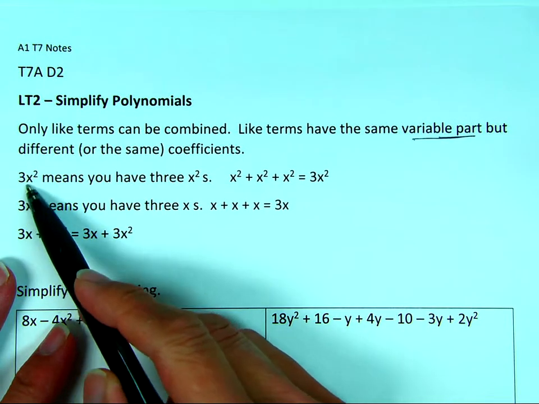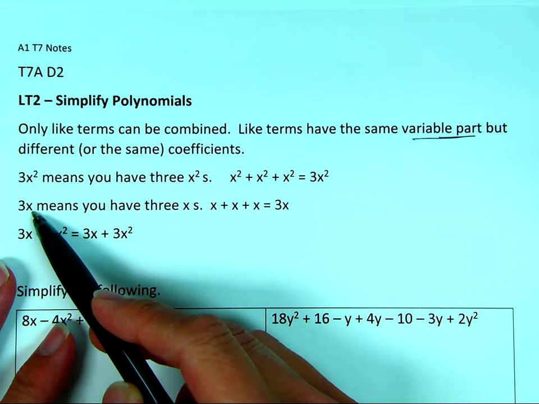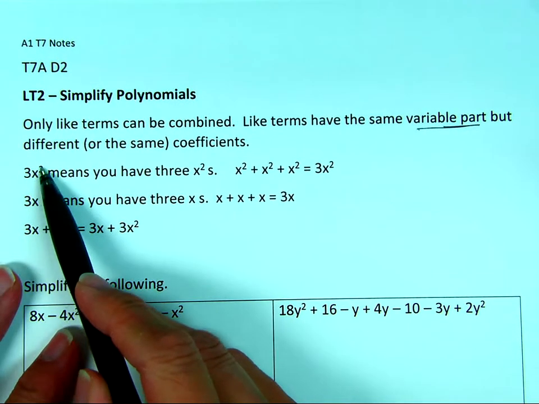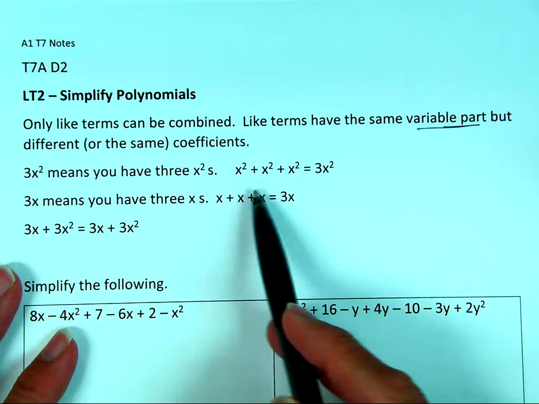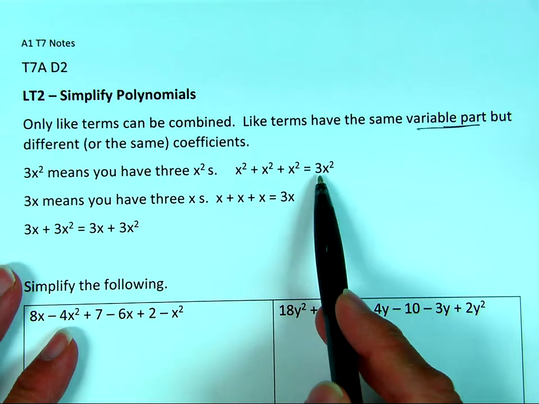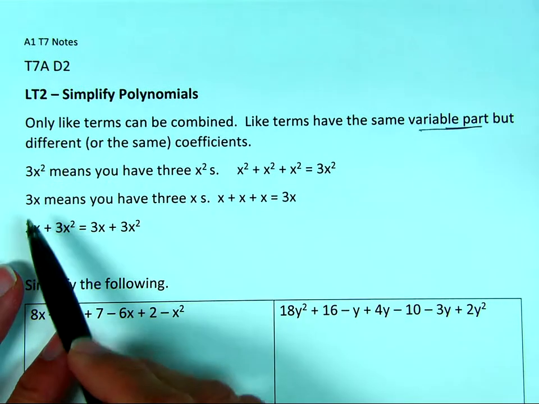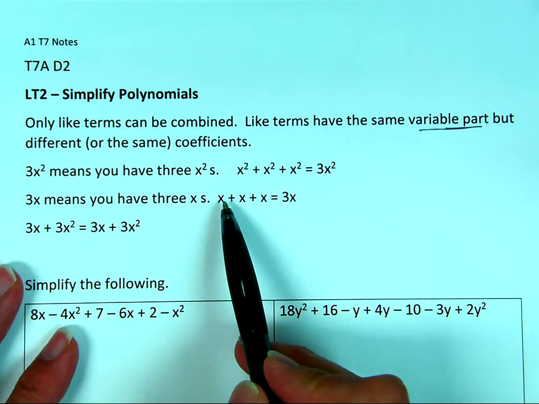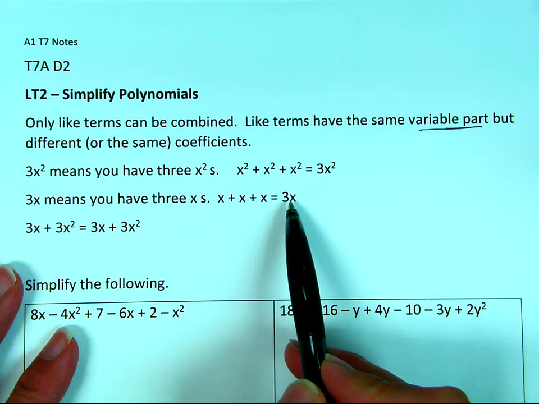If I have a 3x squared or a 3x, those are not the same. The reason is that the 3x squared means I have 3 x squareds. That means I have an x squared plus an x squared plus an x squared, and 3 of them I can write like this, 3x squared. Likewise, a 3x means I have 3 x's. So I have an x plus an x plus an x, which I can write as 3x.